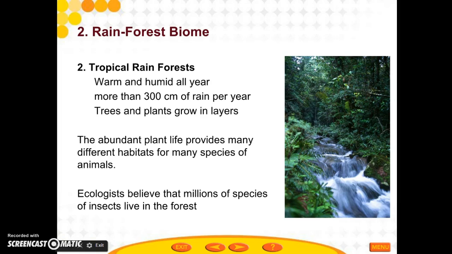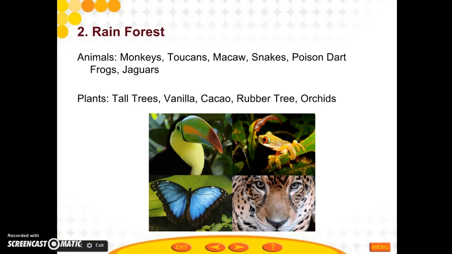Tropical rainforests are going to be warm and humid, but they still have that characteristic of over 300 centimeters of rain. Ecologists believe there are more species living in the rainforest than anywhere else on planet Earth. Animals that live in the rainforest include things like monkeys, toucans, macaws, snakes, lots of tree frogs, and then plants such as tall trees, vanilla, cocoa, rubber tree, orchids, lots and lots of vegetation.